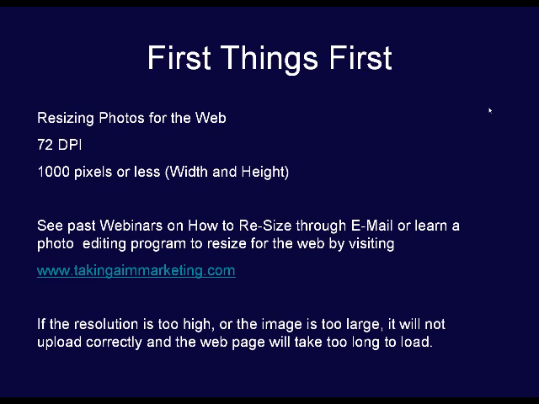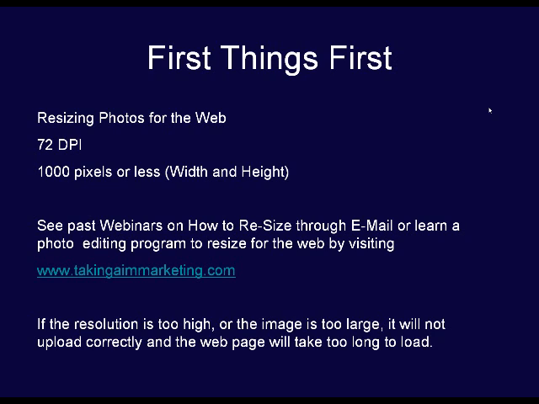So we like to get pictures to 72 DPI, 1,000 pixels or less width and height is what I recommend. You can go a little higher than 1,000 pixels if you really want to be able to zoom in on a picture and see a lot of detail. But it's just a general guideline. I use 1,000 pixels or less width and height and 72 DPI, and I resize most of my pictures using Photoshop.